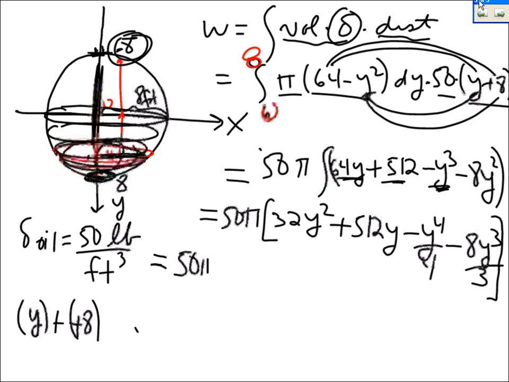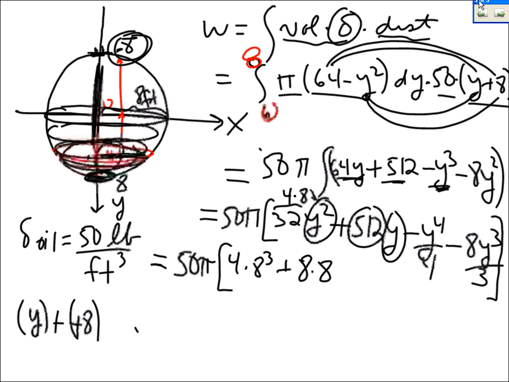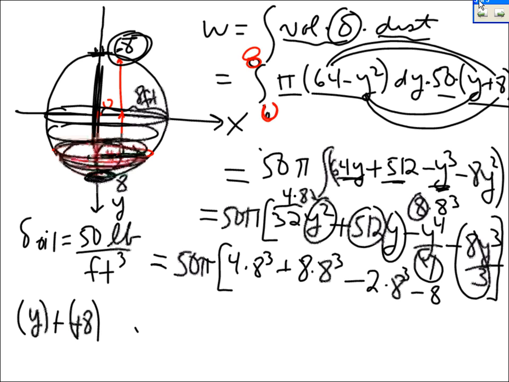Now I claim that 8 cubed is all over the place. Remember, this is 4 times 8. When you plug in 8 squared, 8 times 8 squared is 8 cubed. You have 4 times 8 cubed. Plus, 512 is 8 cubed times 8. That is, you have 8 times 8 cubed. Minus 8 to the 4 over 4. Well, 8 over 4 is 2. You have 2 times 8 cubed. Minus 8 over 3 times 8 cubed. And when you plug in 0, you get 0.